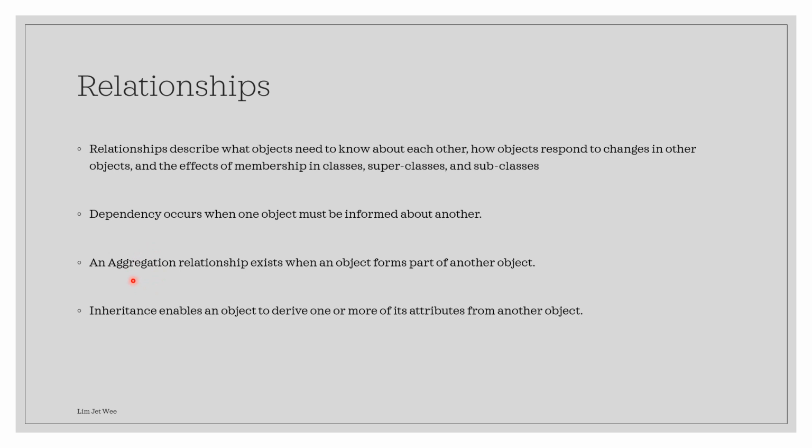When you say it is an aggregation relationship, it means it is a part of another object. And the term inheritance means that you have an object that derives or takes its attributes from another object. So it will inherit those attributes. Now, all these terms will be used inside our text, so we need to know what they actually mean.